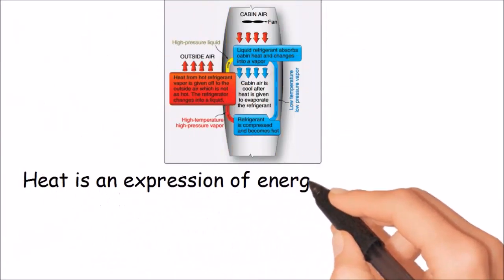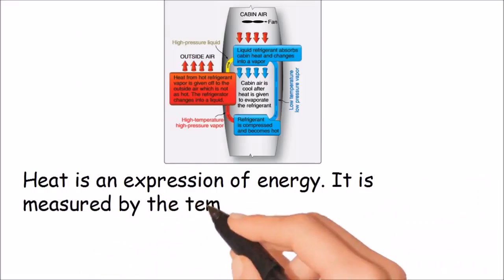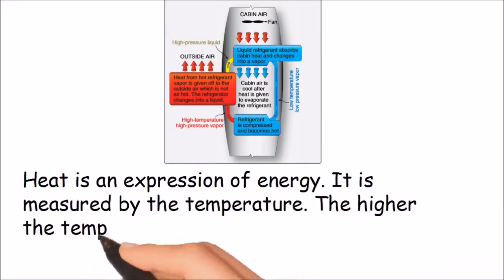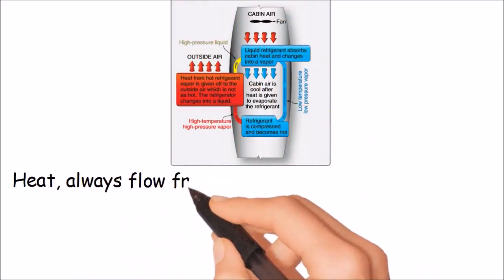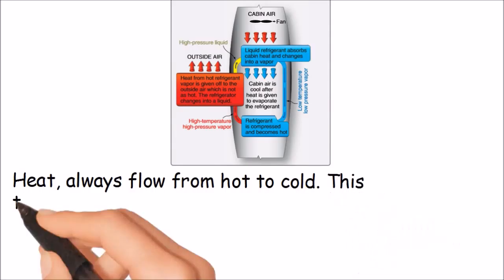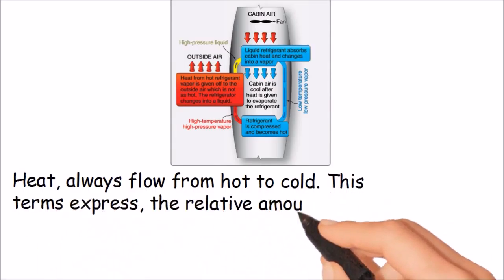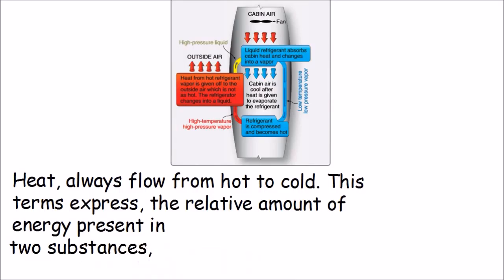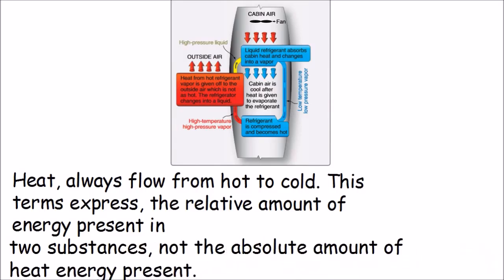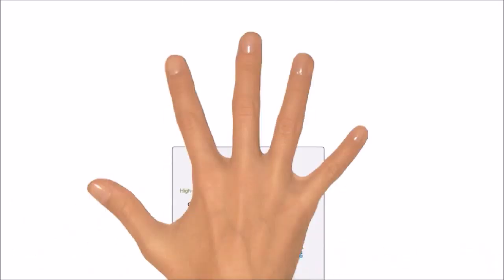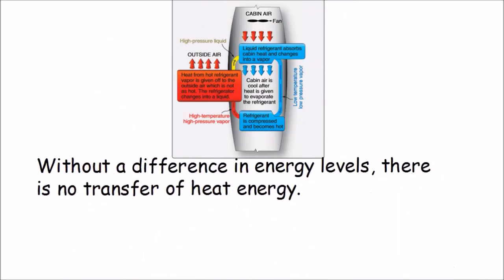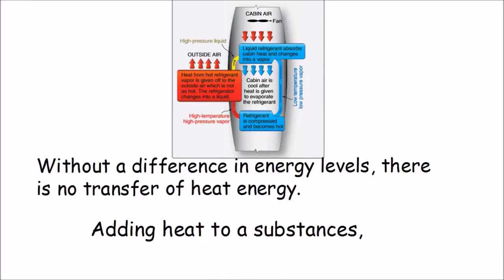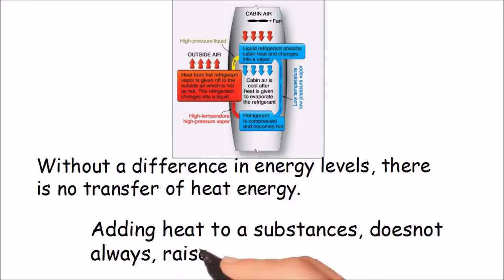Heat is an expression of energy. It is measured by the temperature. The higher the temperature, the more energy it contains. Heat always flows from hot to cold. These terms express the relative amount of energy present in two substances, not the absolute amount of heat energy present. Without a difference in energy levels, there is no transfer of heat energy. Adding heat to a substance does not always raise its temperature.